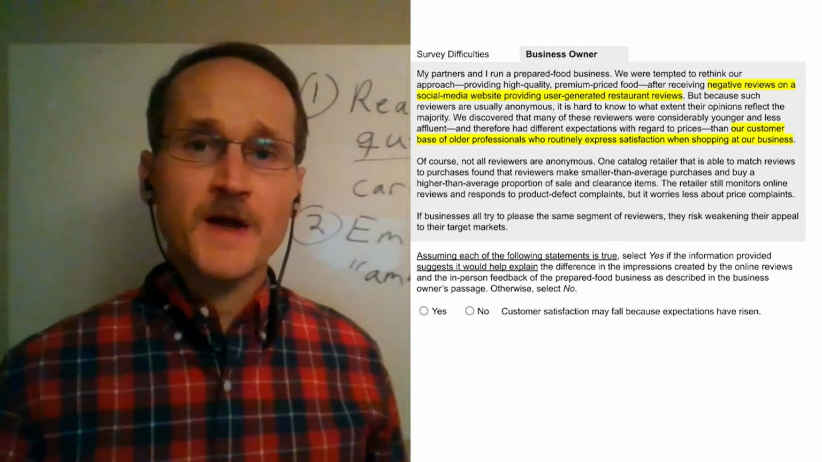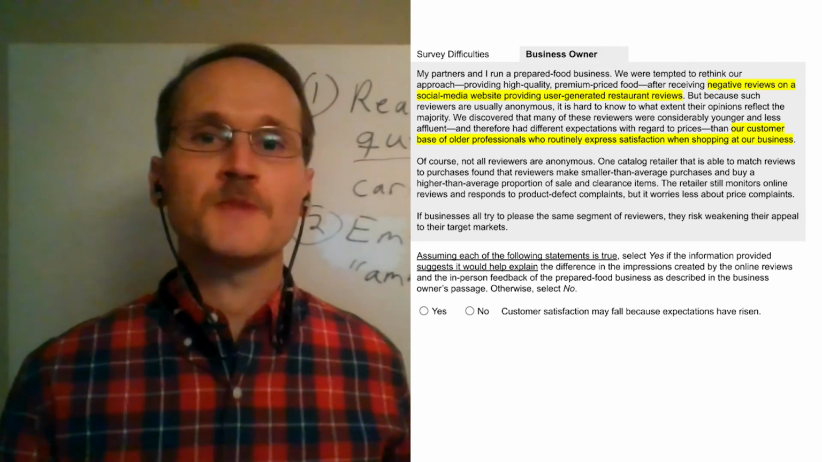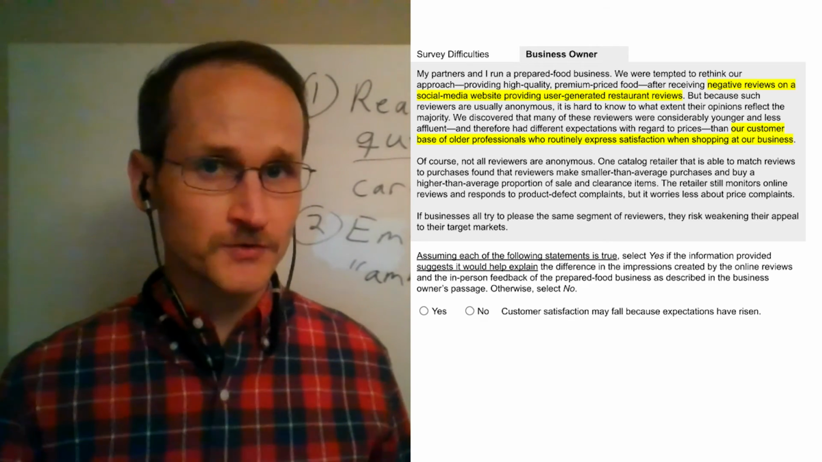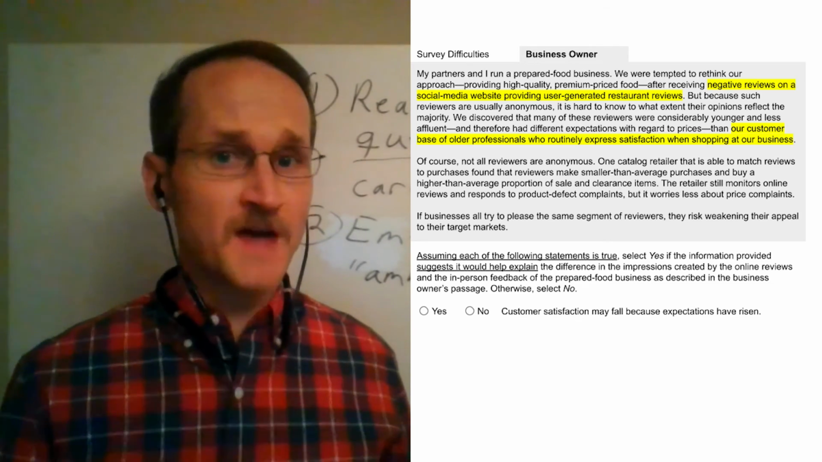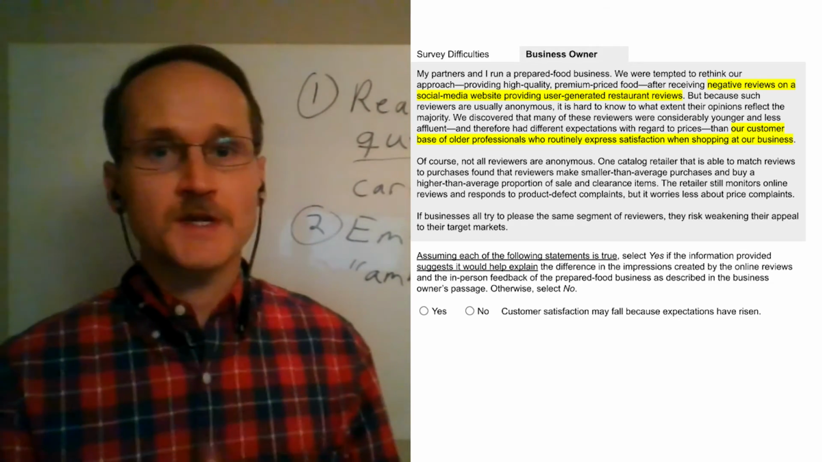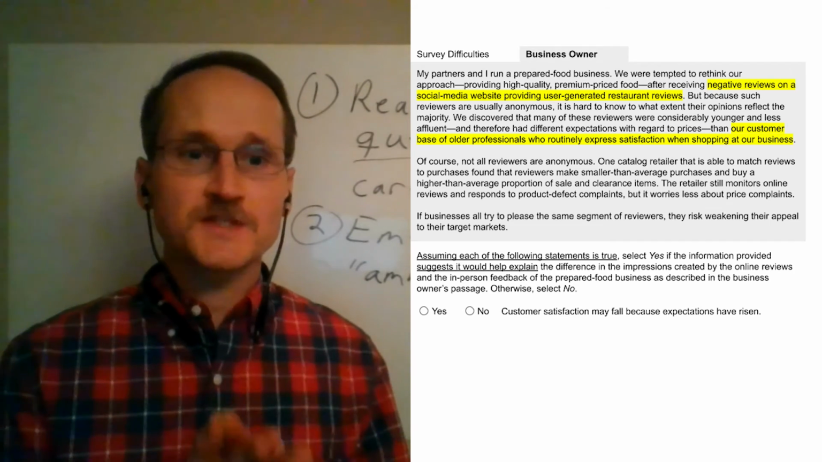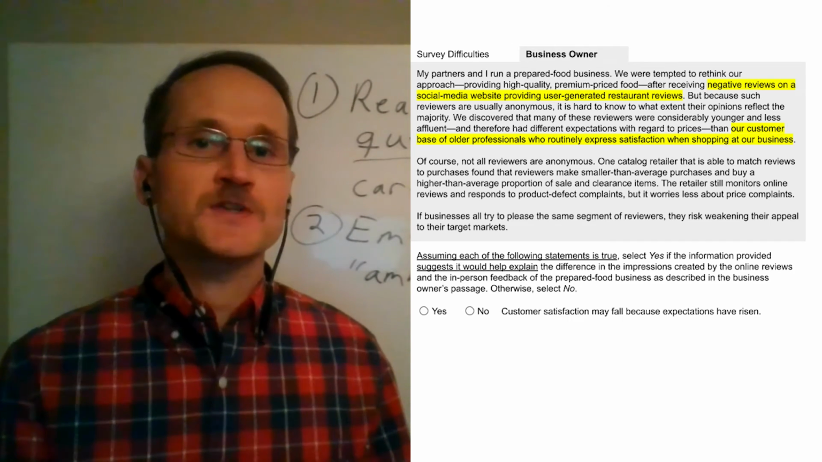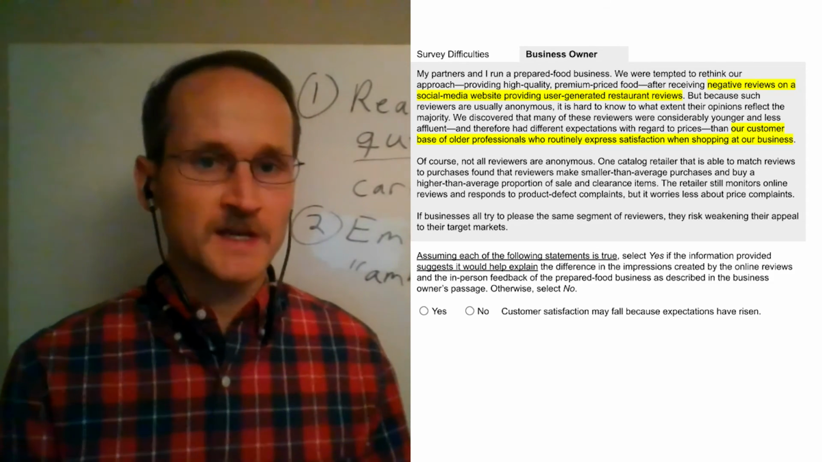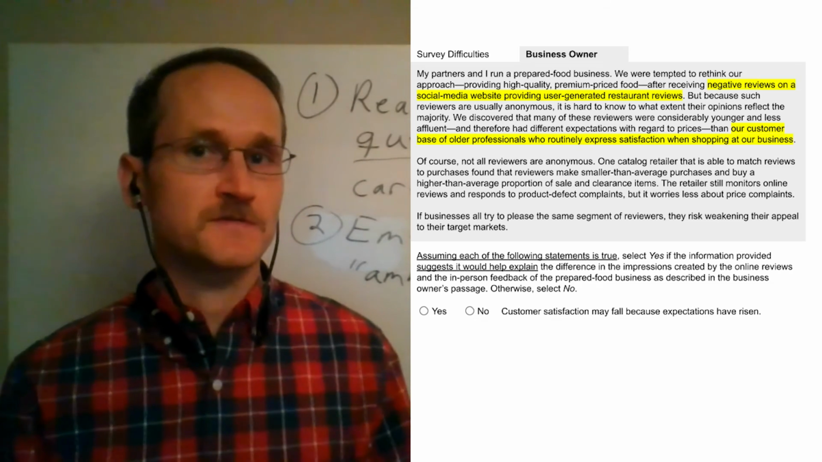Okay, so we have a prepared food business. They received negative reviews on a social media website. Meanwhile, their customer base of older professionals routinely expresses satisfaction when shopping at their business. So there's this difference between the online reviews and the in-person feedback. And for each statement, we're asked, does the information provided suggest that the statement would help explain the difference in impressions from the online reviews and the in-person feedback?